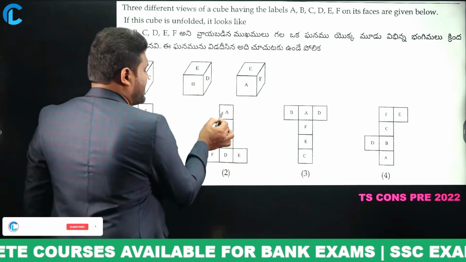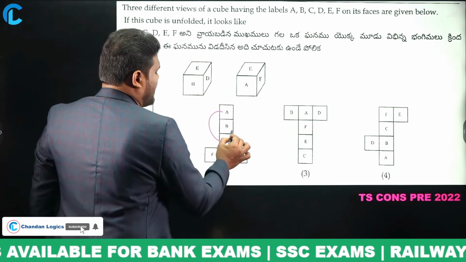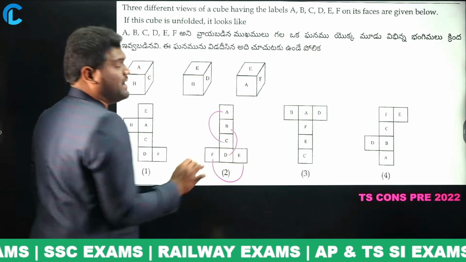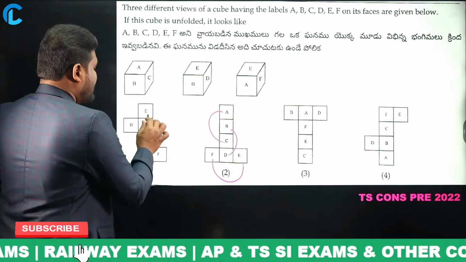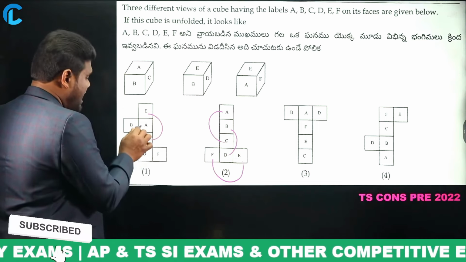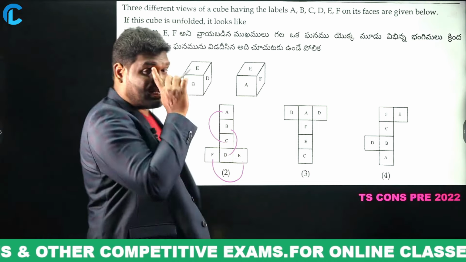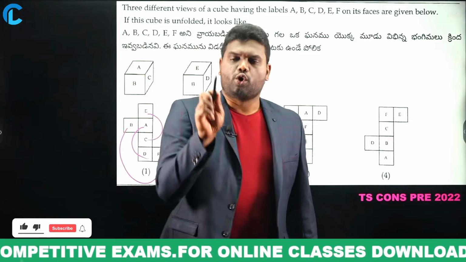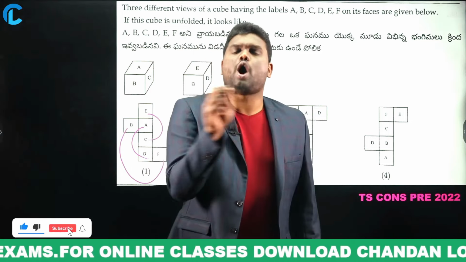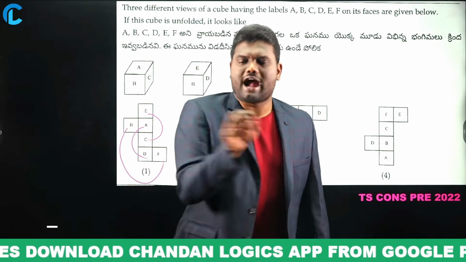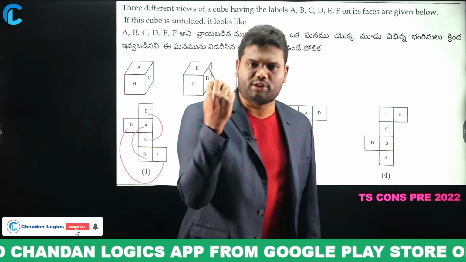Alternate place means, look here, A alternate is C, B alternate is D, F alternate is E. So alternate places are opposite. Similarly, E alternate C, A alternate D, B alternate F. And when I say alternate, you have to check alternate row wise or alternate column wise, depending upon the figure.